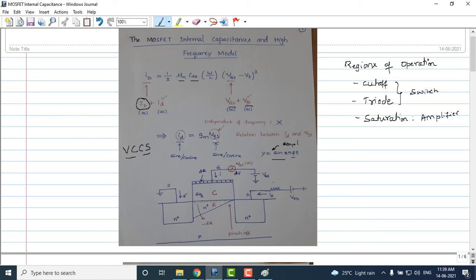Okay, so when the frequency of the sine or cosine is changed, the corresponding drain current frequency also changes, because this term is associated with the frequency. That's why the frequency is very important. Frequency of operation of any device is very important. Okay, so this can be easily understood.